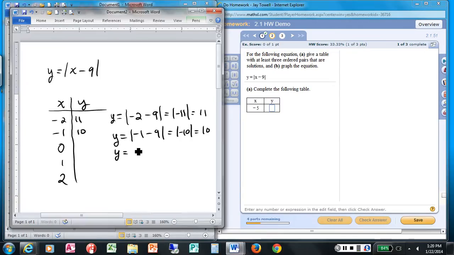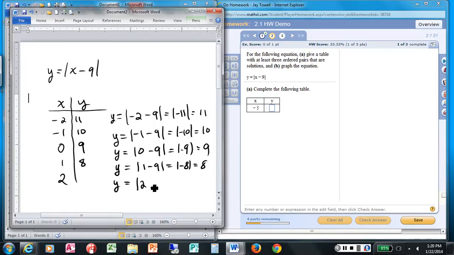And then 0, 1, and 2. The absolute value of 0 minus 9, the absolute value of -9, is +9. X is 1: the absolute value of 1 minus 9, the absolute value of -8, which is +8. And then also 2: the absolute value of -7, which is +7.